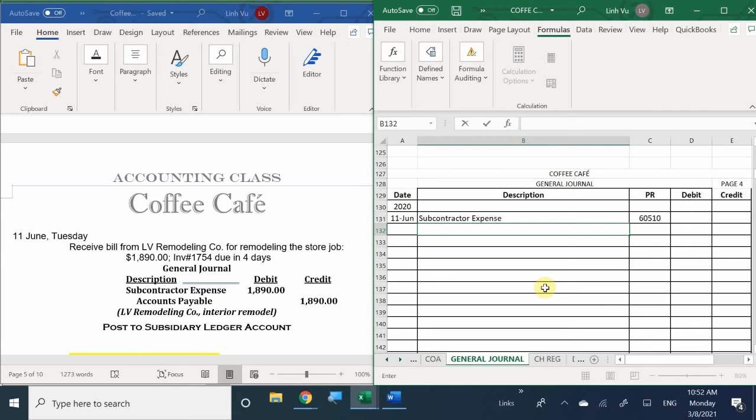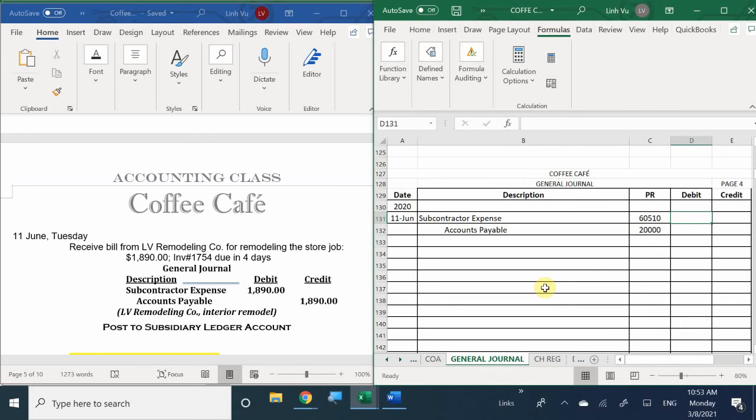It's due in 4 days. So in this case, no, we didn't make any payment to them, so therefore we're going to owe them on an accounts payable account. Okay? And accounts payable is again $20,000. All right.